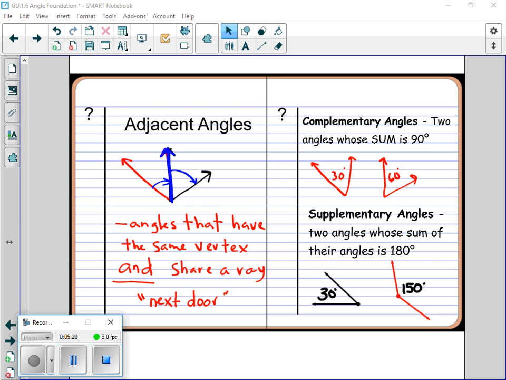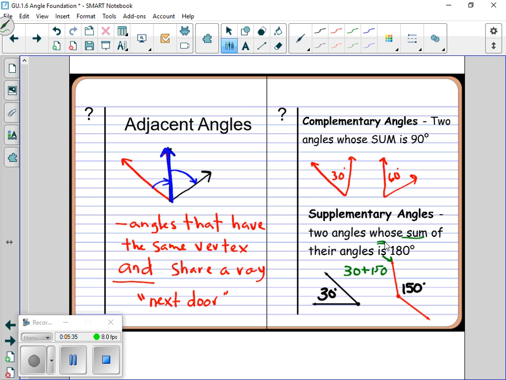So here's supplementary angle. It says two angles whose sum is 180 degrees. Equals is an English word for the equal sign. So sum is plus, and so certainly 30 plus 150 equals 180.